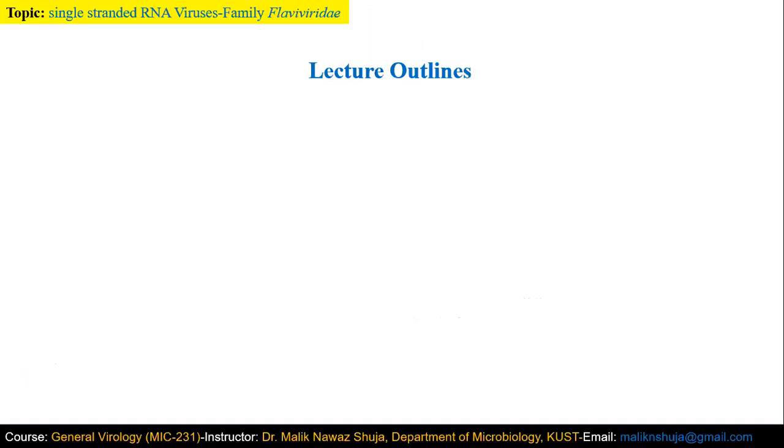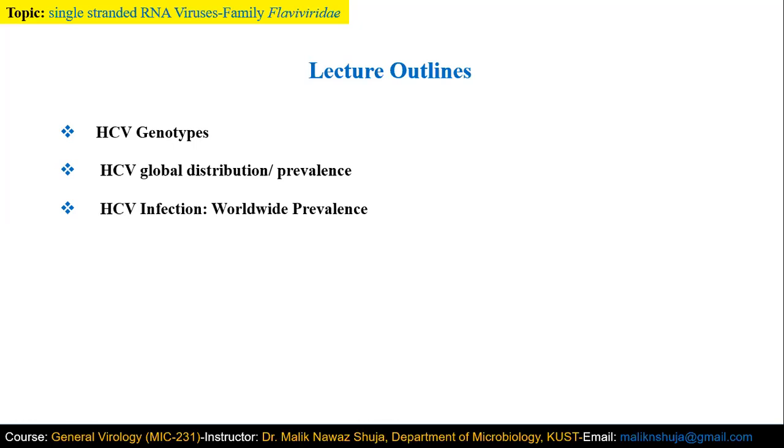These are the lecture outlines. We will focus on the hepatitis C virus genotypes and its subgenotypes. Then we will put some light on the HCV global distribution and the prevalence of its different genotypes in the world. We will also find out the percentage of hepatitis C virus worldwide as well as in Pakistan. And lastly, we will describe the significance of hepatitis C virus in the world. All these points will be cleared in the present lecture.